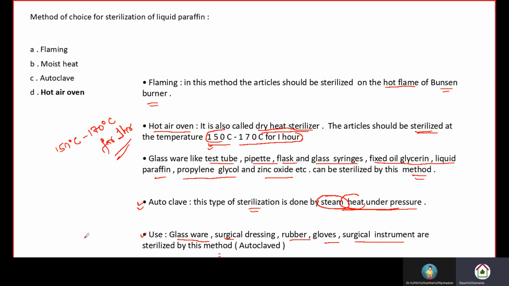So for the method of choice for sterilization of liquid paraffin, liquid paraffin can only be sterilized by hot air oven. That's why we choose option D.